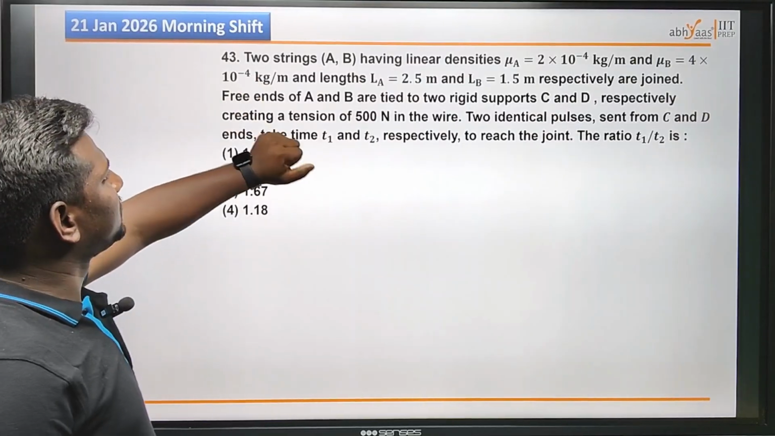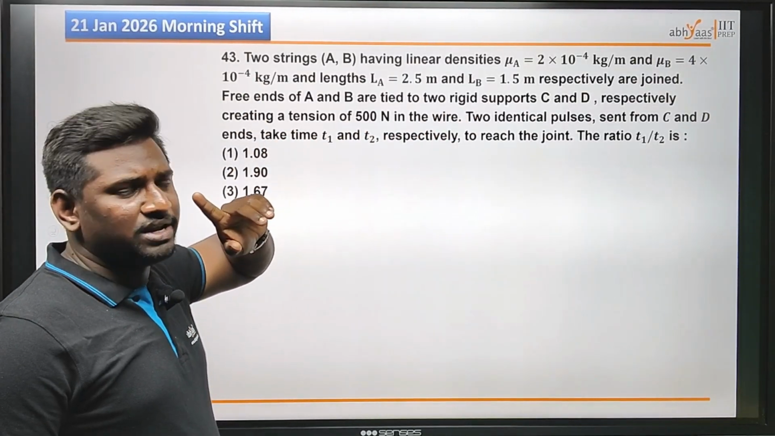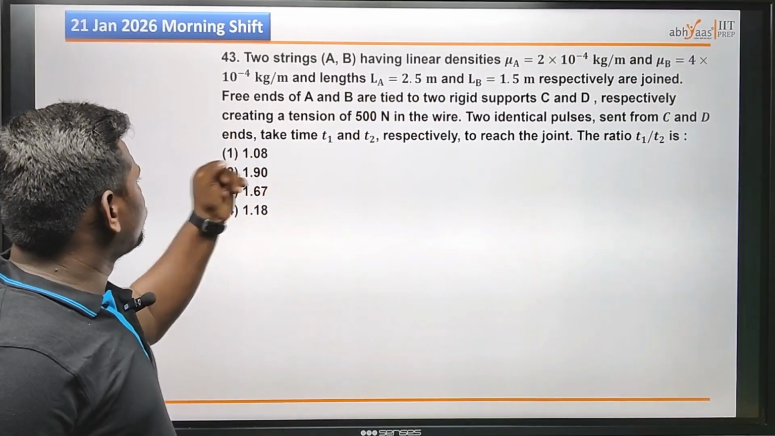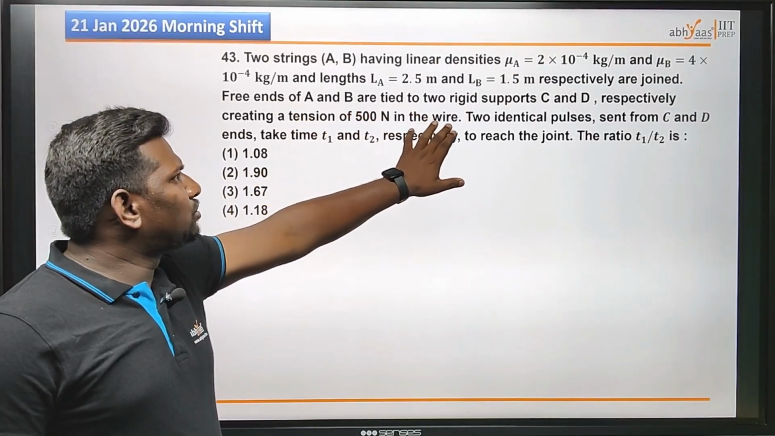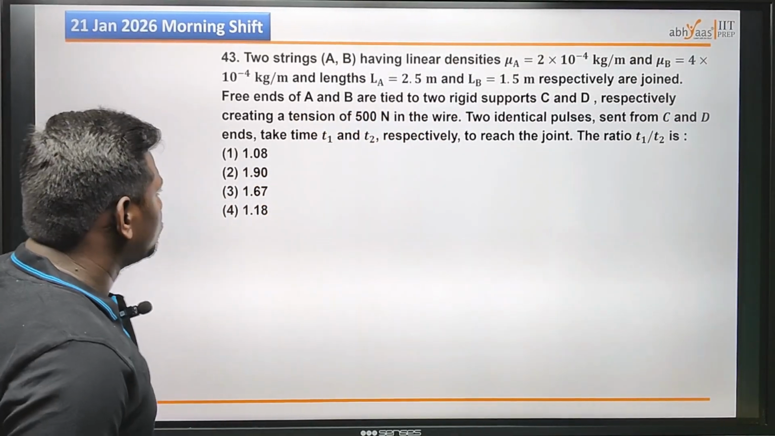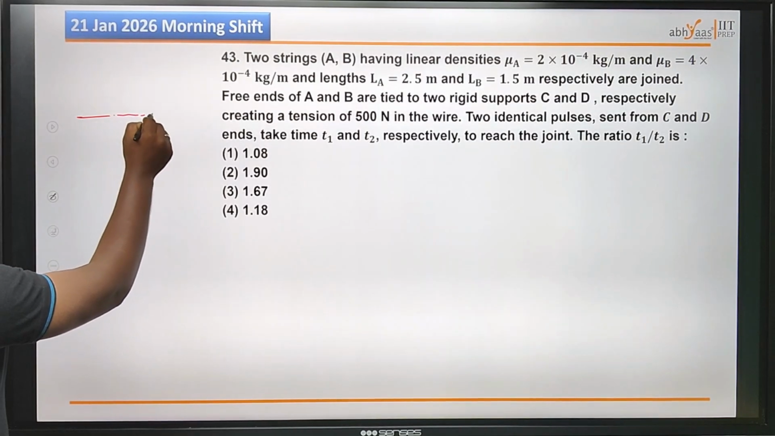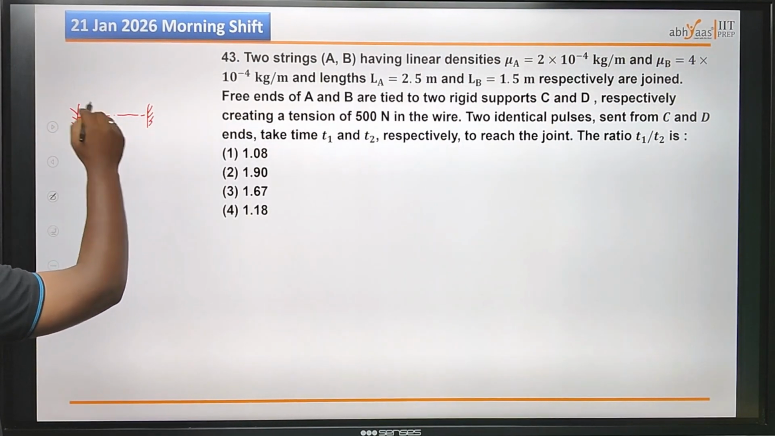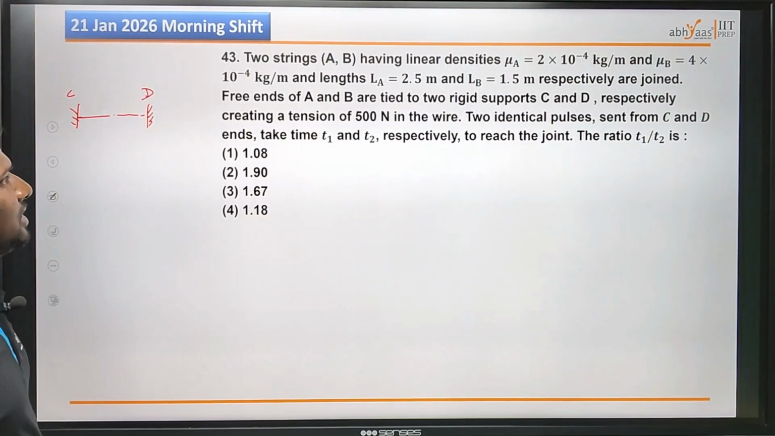So two strings of linear densities, they have given. Lengths also they have given. They are joined together. The free ends of A and B are tied to rigid supports. So two strings are there. They are joined together and tied to two rigid supports C and D.